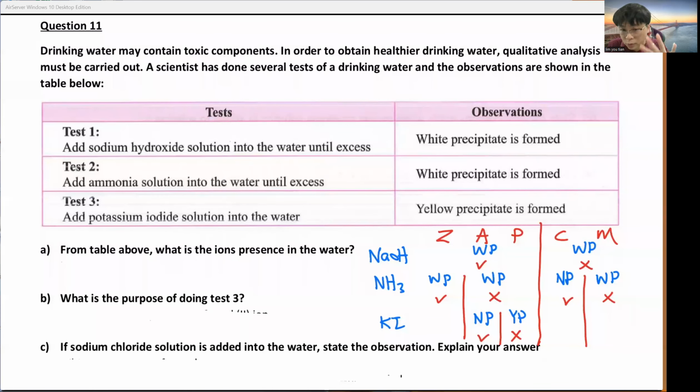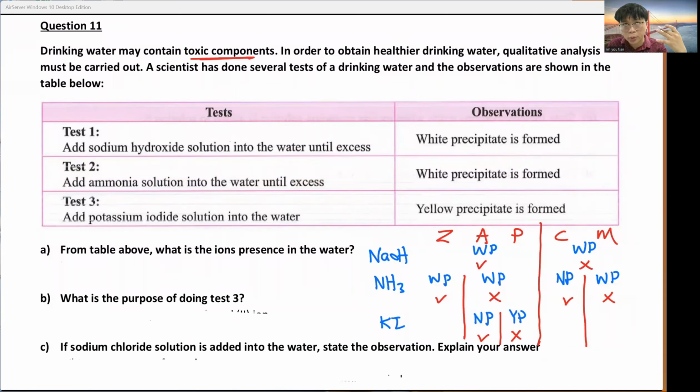We don't take your time to draw this thing. Yeah, as long as you know how to draw this one, everything becomes simple. Okay, so they say this drinking water might have some toxins. Imagine the water comes from the river, they're not sure whether it can be drunk or not.